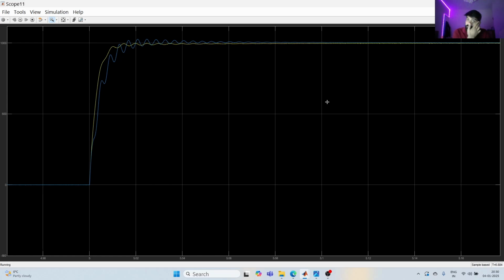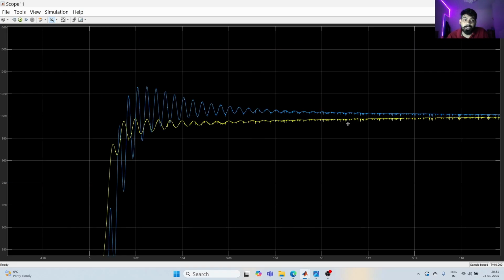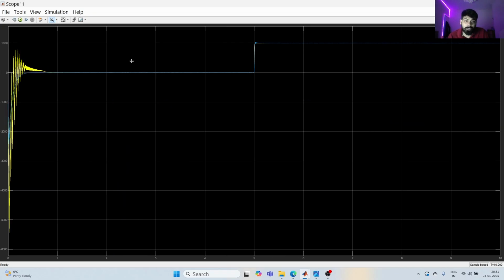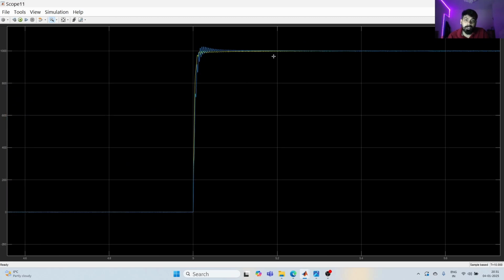Yes, so the first one is the one with the feed forward compensation. The yellow one is the one with the feed forward compensation, and the blue one is without. And you can see the difference in the oscillations, the steady state, how fast it reaches the steady state, how fast the oscillations get damped when it reaches the steady state, and it remains within the boundaries of our reference current, which is 1000 amperes. So this is the difference that we see, and it has significantly improved with the feed forward compensation.